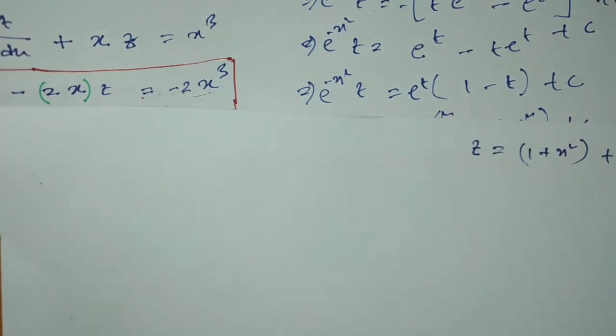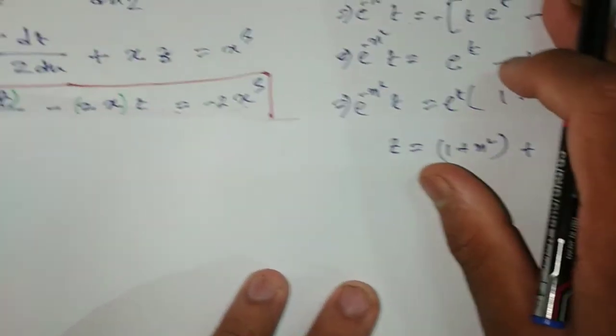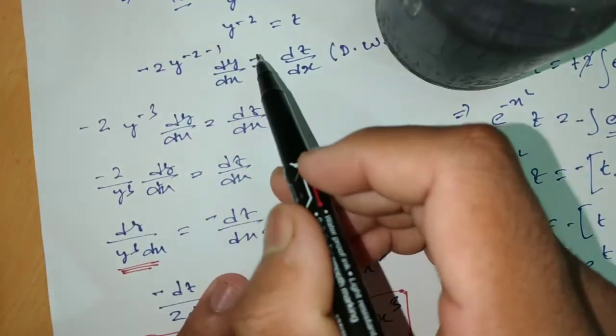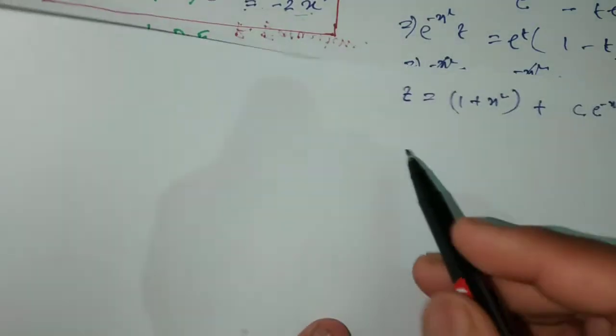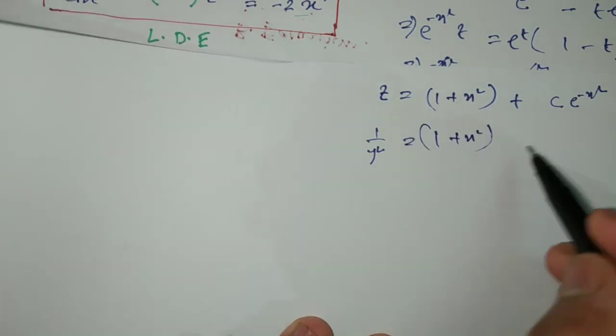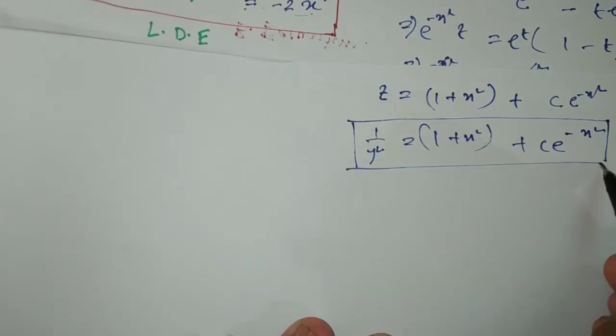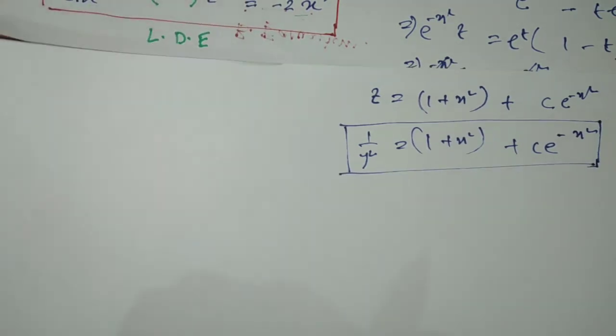So see here, and z will be equal to what? Z will be equal to e to the y to the power minus 2. So z will be equal to 1 by y square is equal to 1 plus x square plus e to the power minus x square. This is the complete solution of this differential equation.